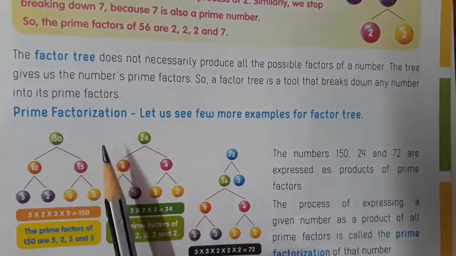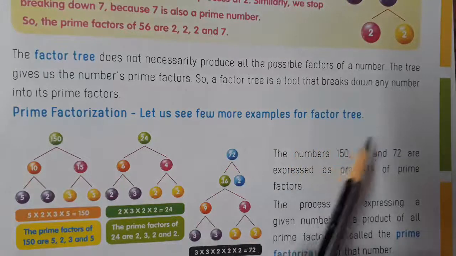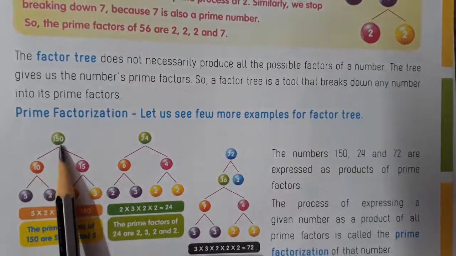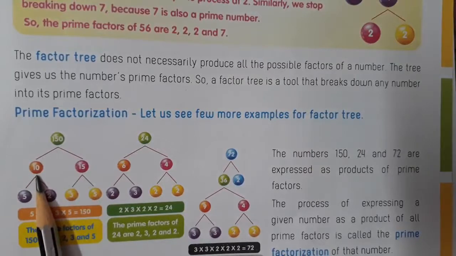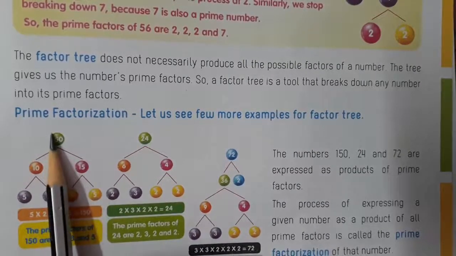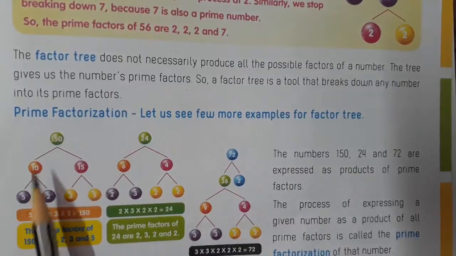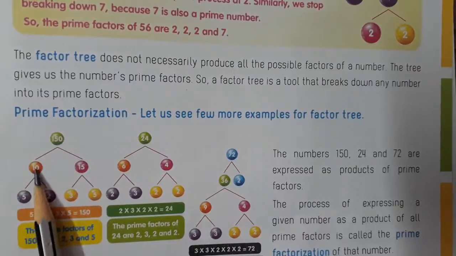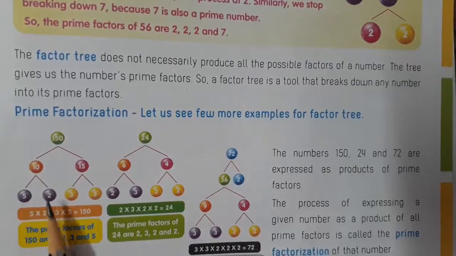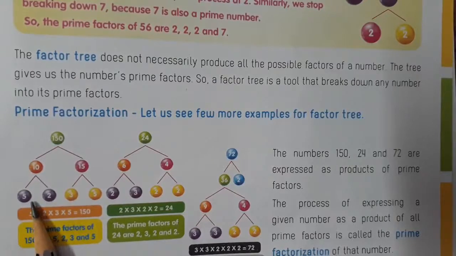Prime factorization. Let us see a few more examples of factor trees. See 150. 150 is 10 into 15. 10 and 15 are the factors of 150. So again 10. 5 twos are 10. 5 and 2 are the factors of 10. 5 is a prime number and 2 is a prime number. We can stop dividing here.